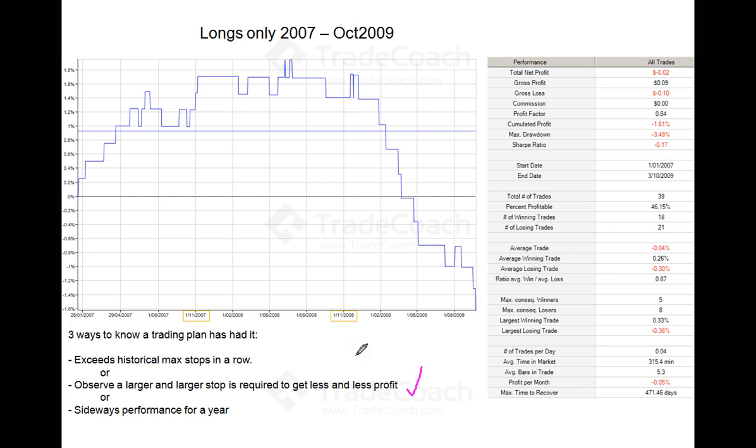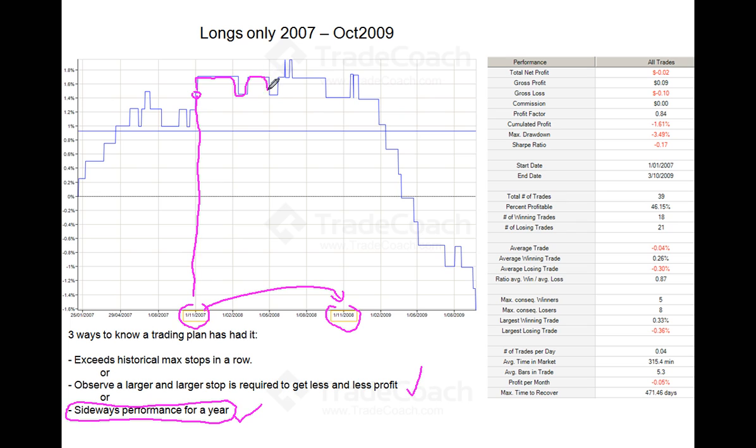Okay, now the third one is maybe you didn't get, and this is new to those of you who have been with us for a while. I haven't discussed this before because I haven't had an opportunity to show it to you. Is you might only have one stop out in a row, like we have through 2007. But look at this. From 2007 to 2008, have a look at how our system went. We went up, down, up, down, up, down, up, down.